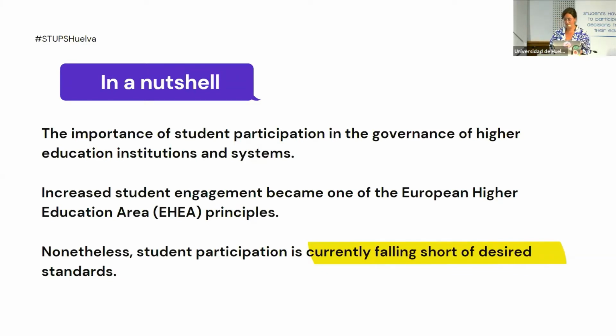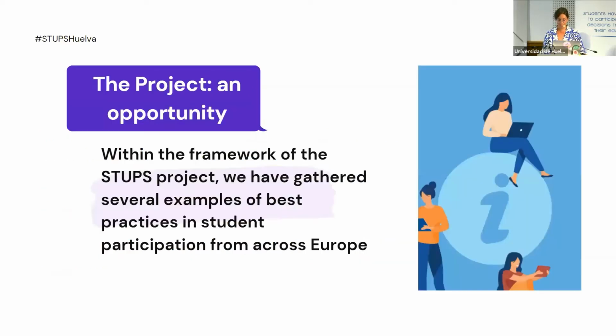Well, you know already, since the Bologna process, increased student engagement has become a priority. And we've seen as well, and that was shown in the previous presentation about the index, that student participation is currently still falling short of desired standards, for students but also for higher education institutions. That's the reason why, together with the other results, we wanted to do this guide, so that it can be a practical tool that yourselves as student representatives can use, replicate, or just innovate and go on to create other kinds of practices.